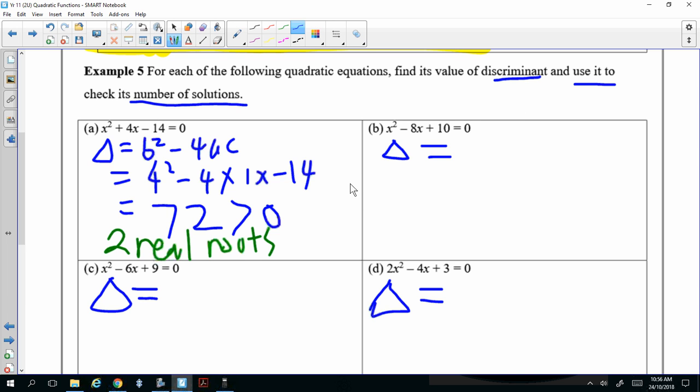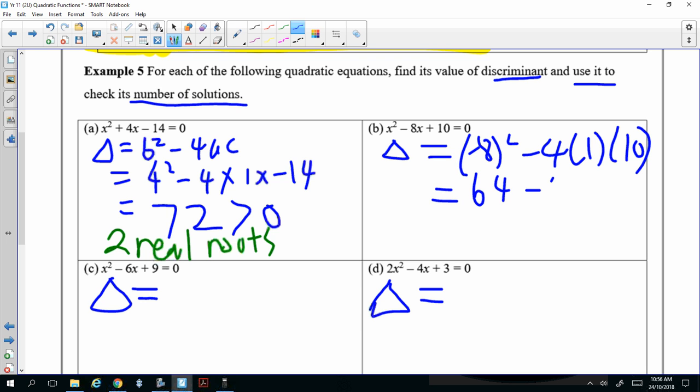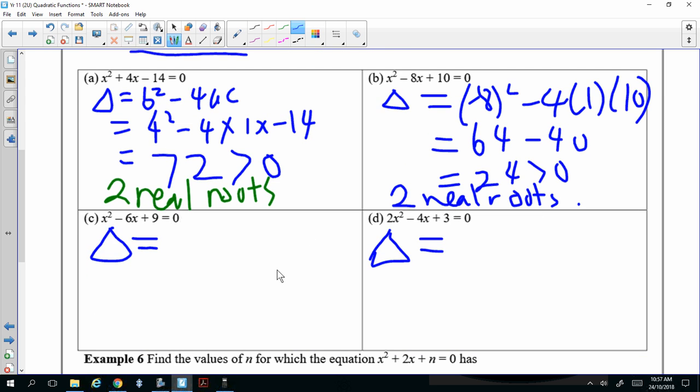Okay, all right. Let's do the next one. Negative 8 squared minus 4ac. What do you get? 64 minus 40, 24. Again, 2 real roots. How about the next one? That will be 0. So, then write a conclusion.